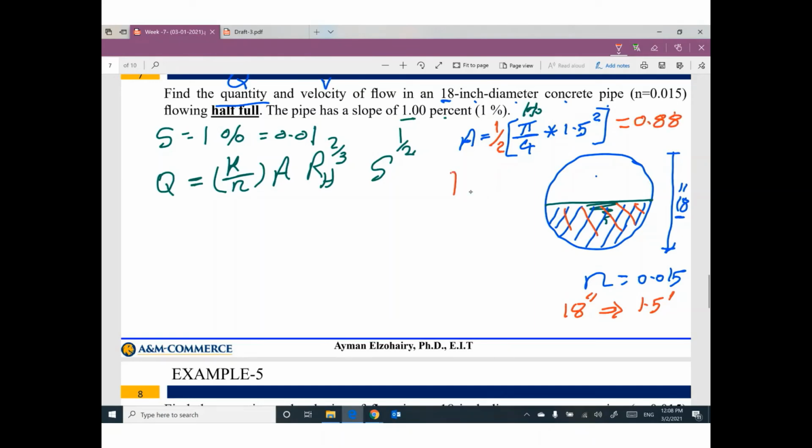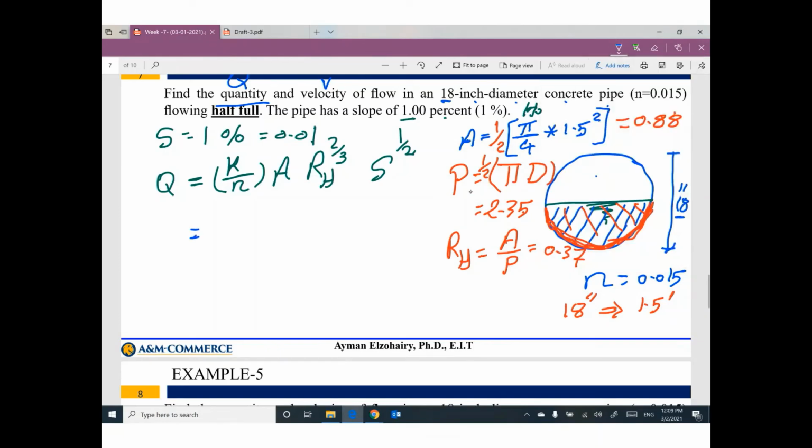What is the wetted perimeter? This length. What do you think? The perimeter of the circle is pi times D. If you multiply it by 1/2, I can get the wetted perimeter. So pi times D times 1/2 equal 2.35. That means the hydraulic radius, which is area divided by wetted perimeter, equal 0.37.